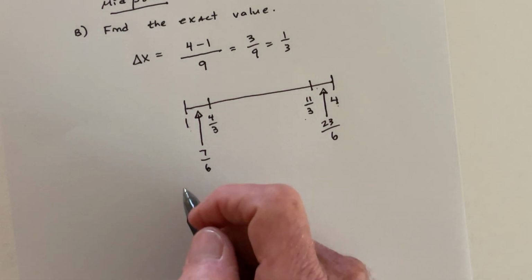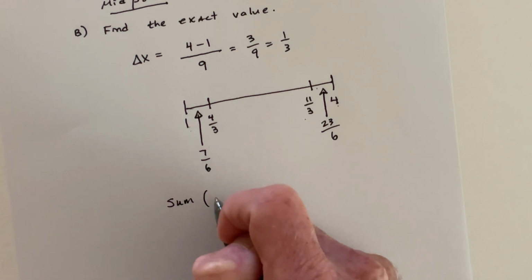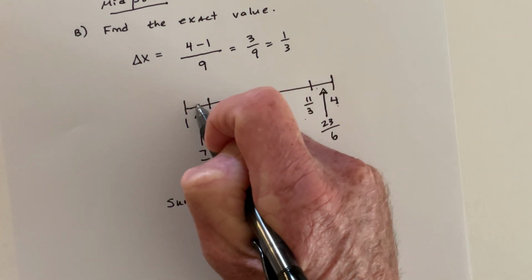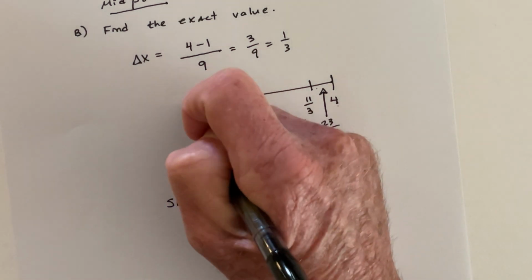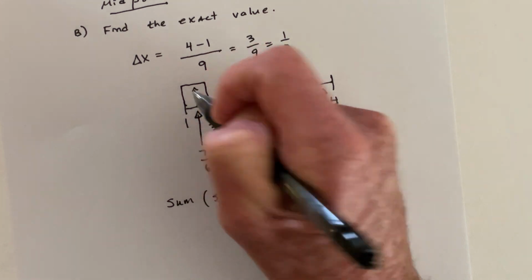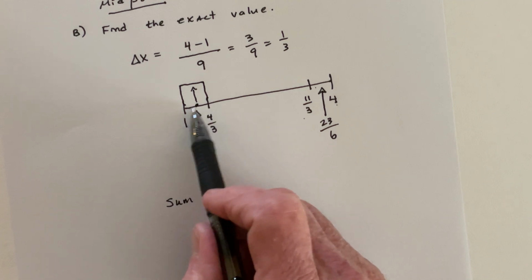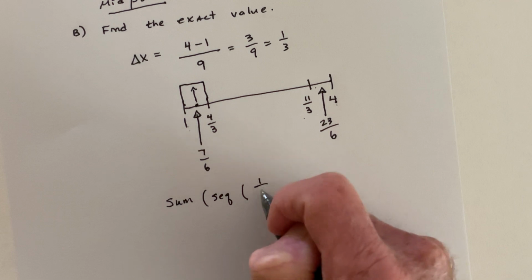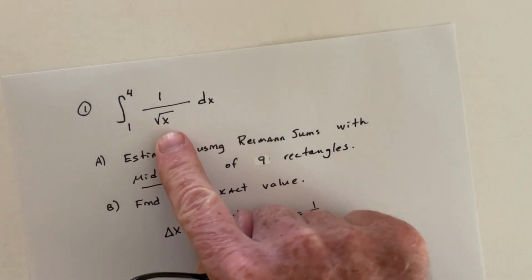So hopefully you've seen this before in the lectures. You go sum the sequence. And basically what's happening is we're going to take this number 7/6 and plug it into the function and use that as the height of the rectangle. And then the width is delta x, 1/3. So the area of the rectangle will be the function 1 over the square root of x coming from the integral.